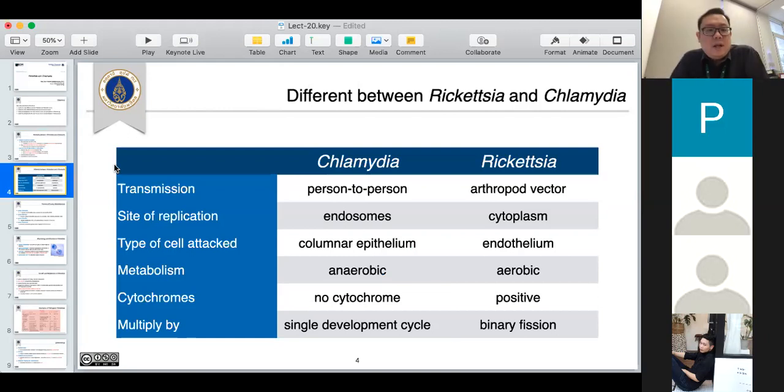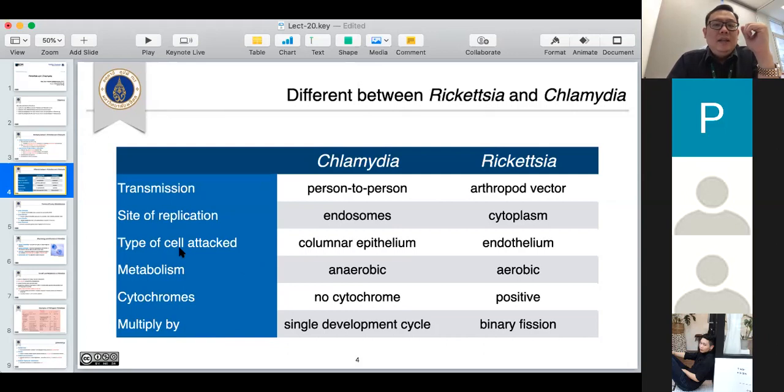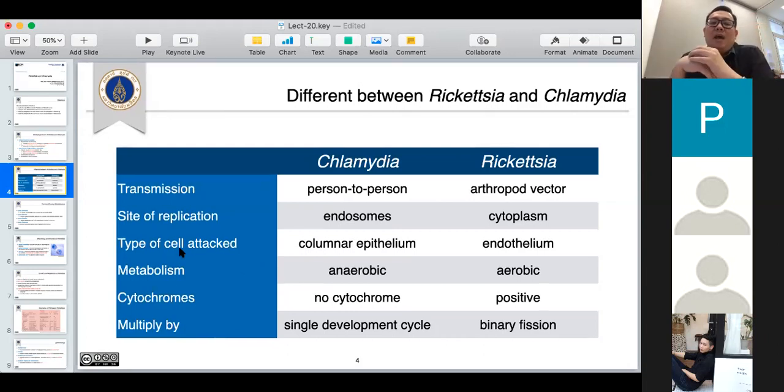This table helps you compare Chlamydia and Rickettsia, okay? For the transmission mode, Chlamydia infects from person to person, but Rickettsia needs to infect through a vector, okay? Site of replication: Chlamydia replicates in the endosome. When Chlamydia goes inside the cells, it grows in the vesicle. But Rickettsia cannot grow in the vesicle. They escape the vesicle to grow in the cytoplasm, okay? For the target cell sites, Chlamydia attacks columnar epithelium, that's in the GI tract, okay? But Rickettsia infects the endothelium, the blood vessel wall.